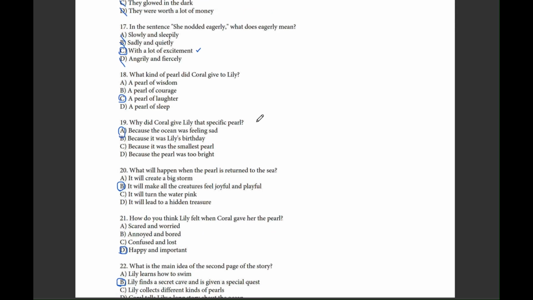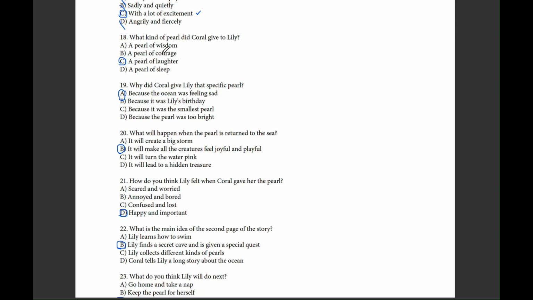Moving on to question 18. What kind of pearl did Coral give Lily? Was it A, a pearl of wisdom, B, a pearl of courage, C, a pearl of laughter, or D, a pearl of sleep? Looking at the options, A, B, and D just aren't mentioned in the text.